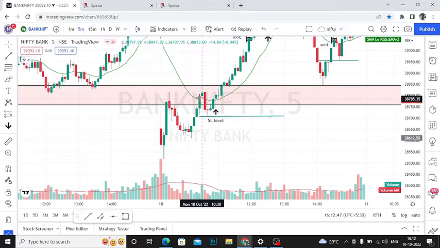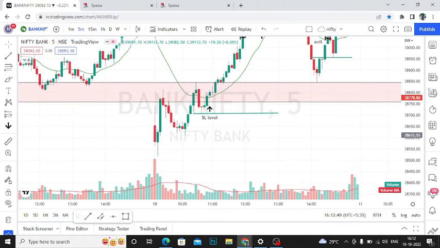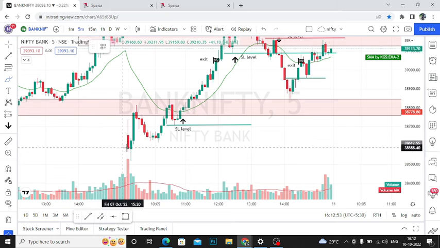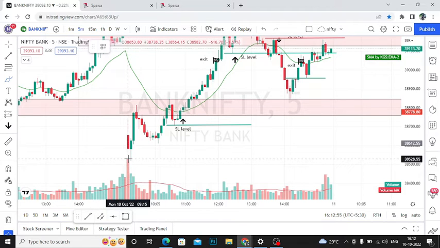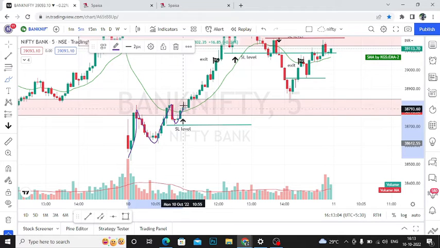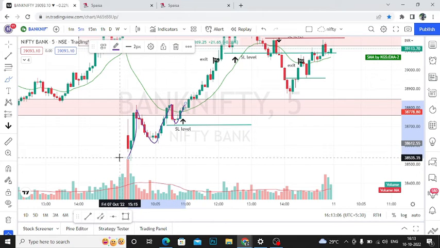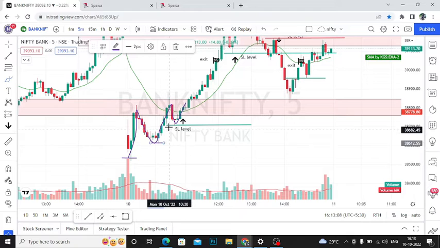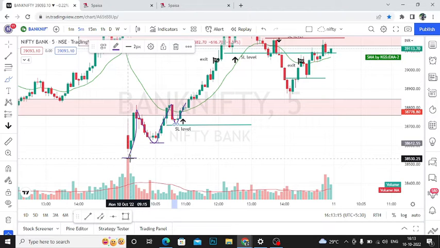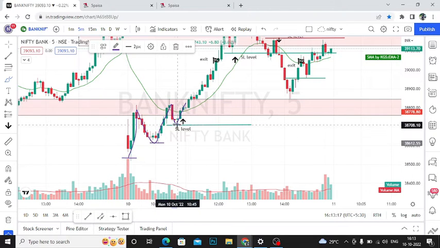Plus the market was starting to form a higher high relation. As usual we observe the higher high and lower low formation in Bank Nifty. This is the first swing low, this is the second swing low, and this is the third swing low which is higher than the prior two lows.